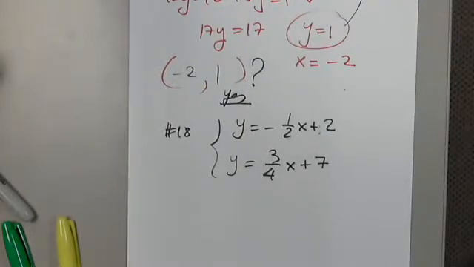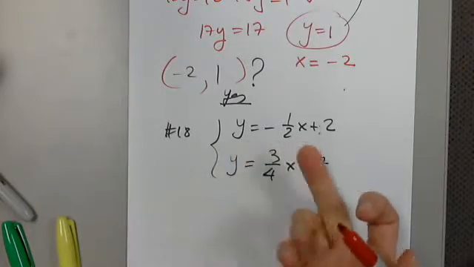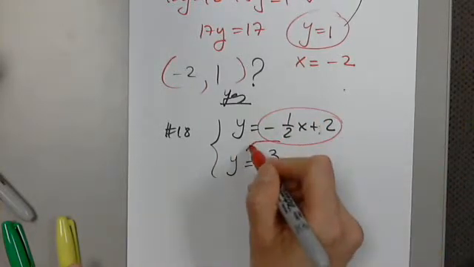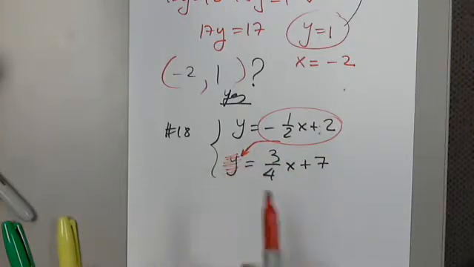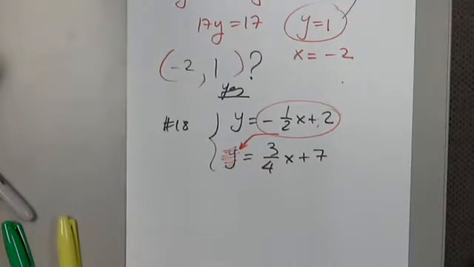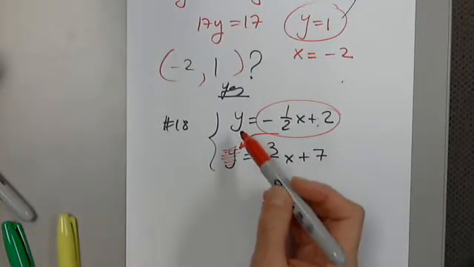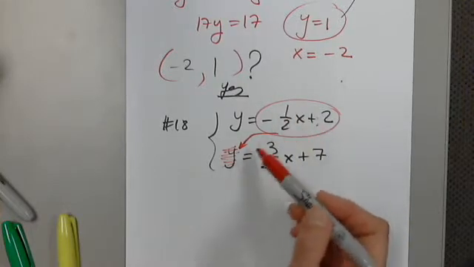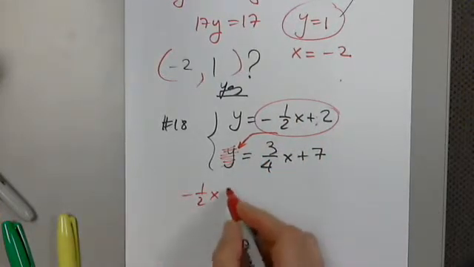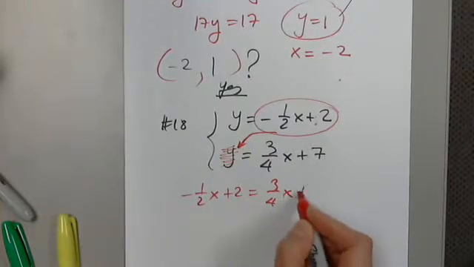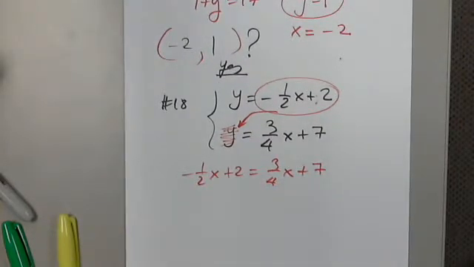solve the system. There is no effort here, really, because one equation is already solved for y. I'm going to replace the y in the second equation by what y from the first equation equals. This is already done for us. I didn't have to solve. It was already solved. So then this y is this, but it's the same y. So I have negative 1/2 x plus 2 equals 3/4 x plus 7. They must be equal to each other because there is only one y.